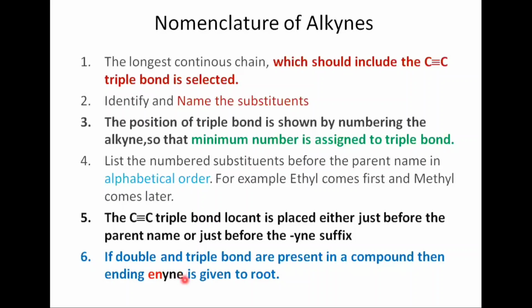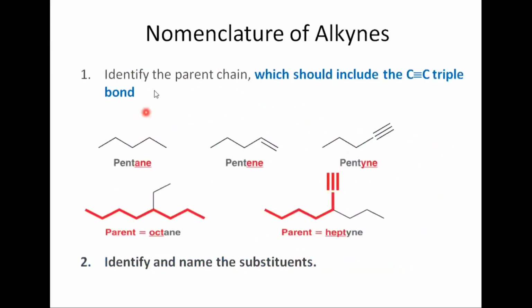So now after thoroughly discussing these 6 points, we will discuss all of them with the help of examples. The first point is to identify the parent chain which should include the carbon-carbon triple bond. For example, here it contains 1, 2, 3, 4, 5 carbons. So its name is pentane because all the bonds are single. So here we'll start the numbering from this end: 1, 2, 3, 4, 5.